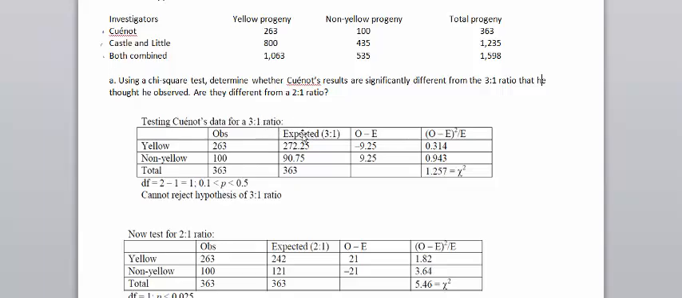So first they did it based on a 3-to-1 ratio. So where do they get these numbers? They take 363 times 3/4 to get 3/4 expected here, and times 1/4 to get this expected here. Then you subtract these, and then square them and divide them by expected, and you come up with a chi-square value. So this is a sum of chi-squared, because it's chi-squared for each of these things added up. We have 1 degree of freedom because we only have 2 categories. And then we get 1.257.